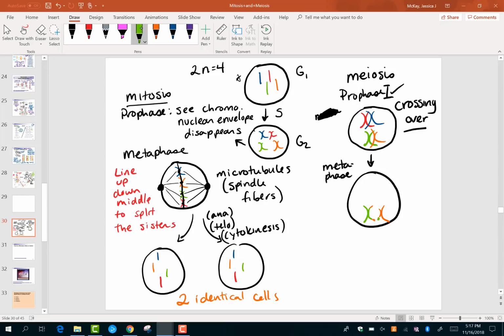Right? And the homologous pairs are lined up down the middle, which is different than metaphase. So I want you just to compare these two. Okay, so in mitosis metaphase, they first line up right down the middle. In metaphase 1 of meiosis, the homologous pairs line up, and what you're going to do when you draw those spindle fibers is you're going to split right down the middle. Okay, so you haven't separated any sisters yet. You're separating the homologous pairs.